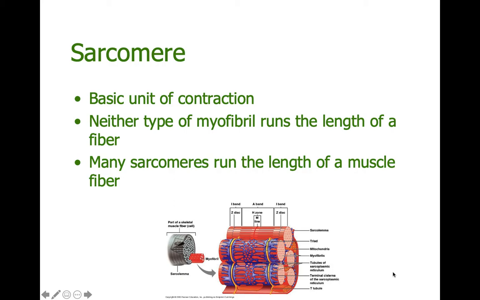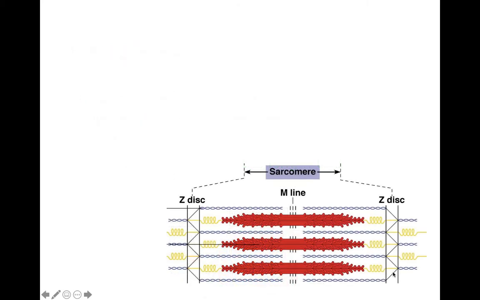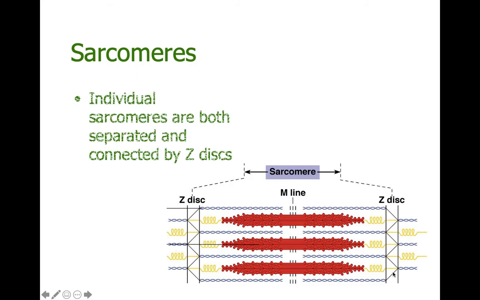And again, if you go back to Table 11.1, it's going to give you a really good overview of this thing called a sarcomere. And we've choked way down. We're really, really focused in on this very specific part because these individual sarcomeres are where we have contraction. This tiny little section is what allows you to lift a very heavy object. So our individual sarcomeres are both separated by and connected by Z discs.